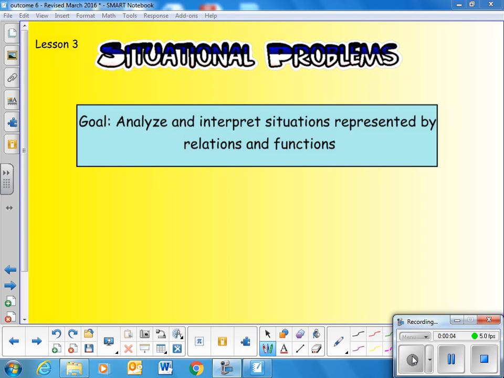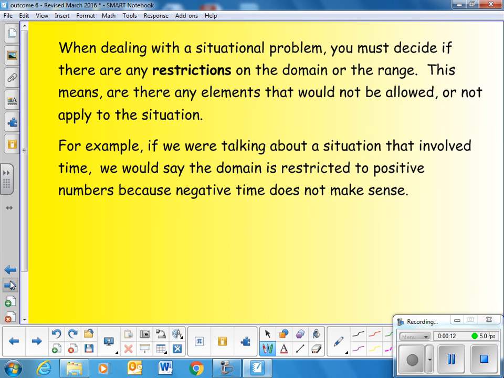Lesson 3, Situational Problems. Our goal is to analyze and interpret situations represented by relations and functions. When dealing with a situational problem, you must decide if there are any restrictions on the domain or the range. This means, are there any elements or numbers that would not be allowed or not apply to the situation? For example, if we were talking about a situation that involved time, we would say that the domain is restricted to positive numbers because negative time does not make sense.